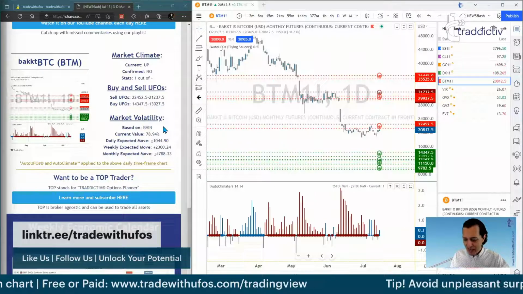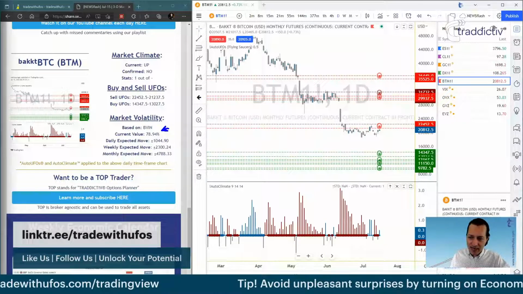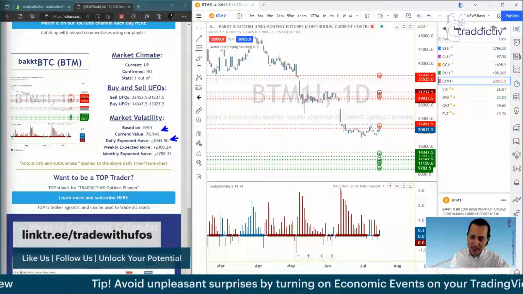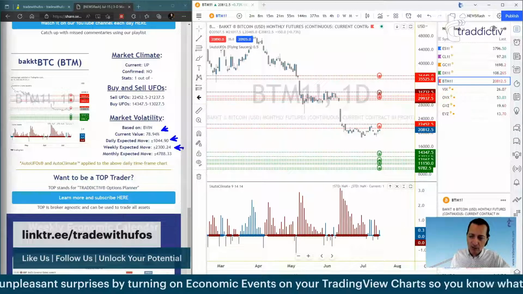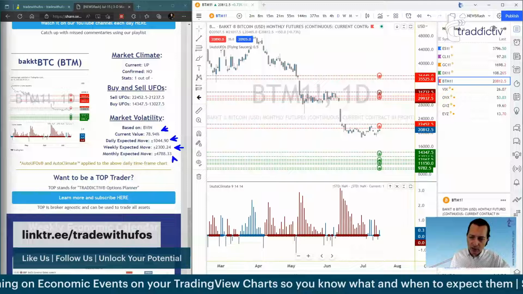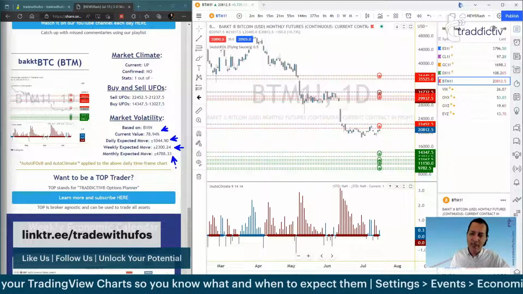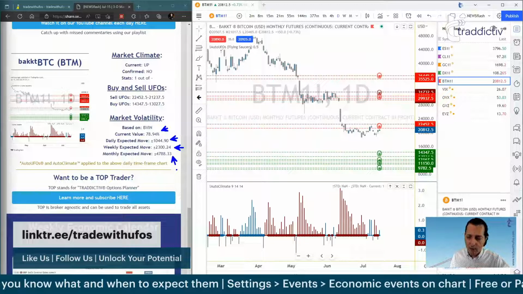Okay. Implied volatility out of BVIN is 78.9%. That is 1,000 plus points a day, either up or down. 2,300 points a week, either up or down. 4,788 points a month, either up or down.